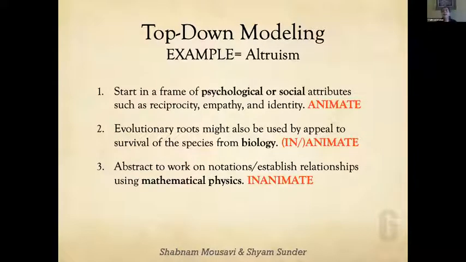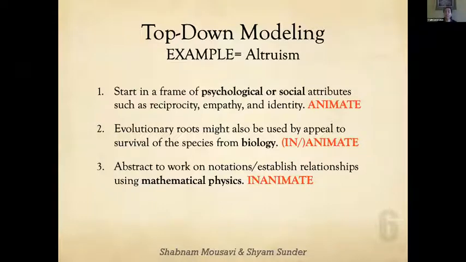So the example goes like this. Let's say the phenomenon of interest is altruism. How do we analyze it in social science? We say, well, there are psychological and social attributes. So we keep looking at the animate aspects of it. And then we think about reciprocity, empathy, identity, etc. And then we come to the middle and we say, well, there are actually evolutionary roots that can explain why this happens. So we are now in the middle, inanimate, some hardwired in biology area.